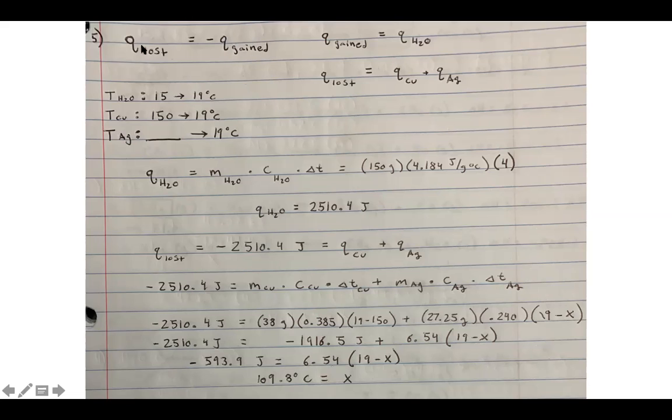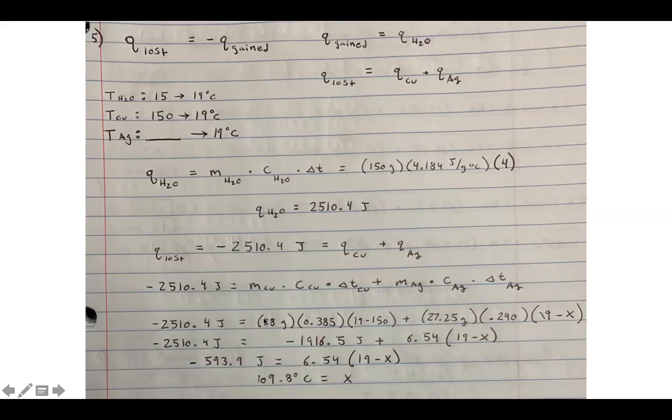And remember, our gained heat and our lost heat are equal in magnitude but opposite in direction. So the heat that we lost from our metals would be equal to negative 2,510.4 joules, which is equal to not just the heat of our copper, but also the heat of our silver. Let's plug in information we know. This negative 2,510.4 joules would be equal to my Q of copper, which is equal to my mass of copper times my specific heat of copper times the change in temperature of my copper, plus the heat of my silver, which is equal to mass of silver times specific heat of silver times the change in temperature of my silver.